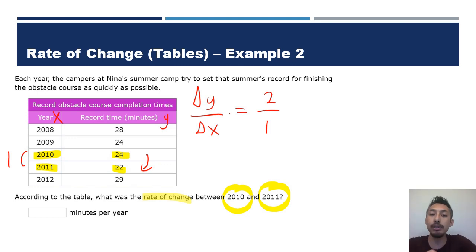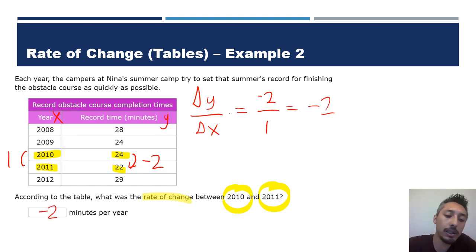However, what I just wrote down is not correct. There's a small little detail we need to make sure that we notice. If we look at 24 and then at 22, we could see that it goes down 2 minutes. So that should be a -2. So in our answer, this should be a -2 over 1, which when we simplify, -2 divided by 1 is just -2. So here our rate of change is -2 minutes per year.